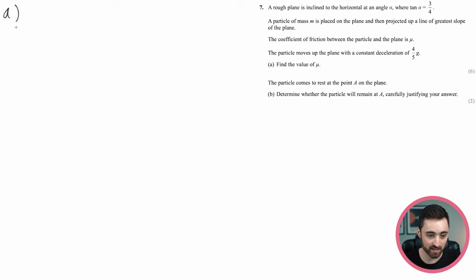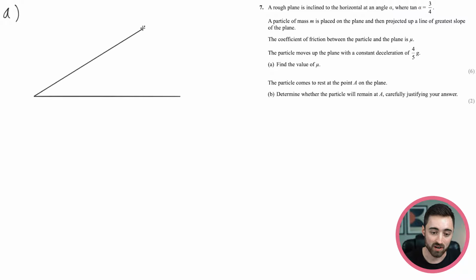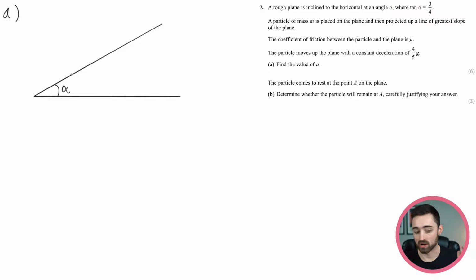And if you do, you're cleverer than me. So I'm going to draw a diagram. Basically, they're always going to look the same with these inclined planes, yeah? We've got a line. We know the angle at which it is inclined, which is alpha. And then, what have we got? We've got some particle, so let's stick in A.